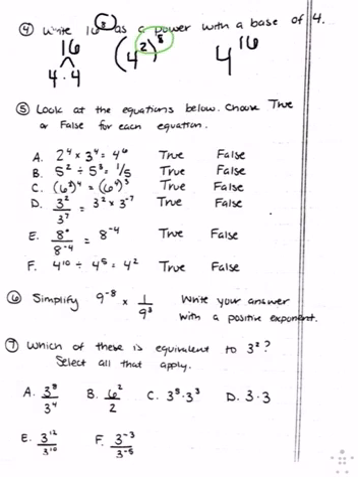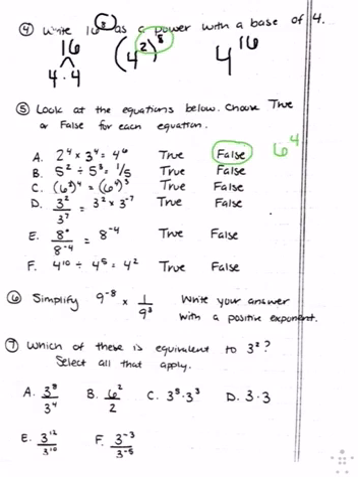Number 5. Look at the equations below. Choose true or false for each equation. Letter A, 2 to the 4th times 3 to the 4th equals 4 to the 6th. In this type of problem, our exponents are the same, but our base numbers are different. So we multiply the bases and get 6 to the 4th power, so it would be false.